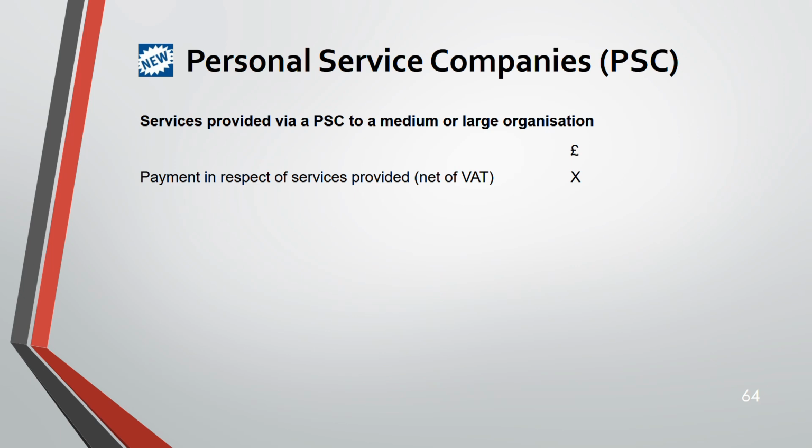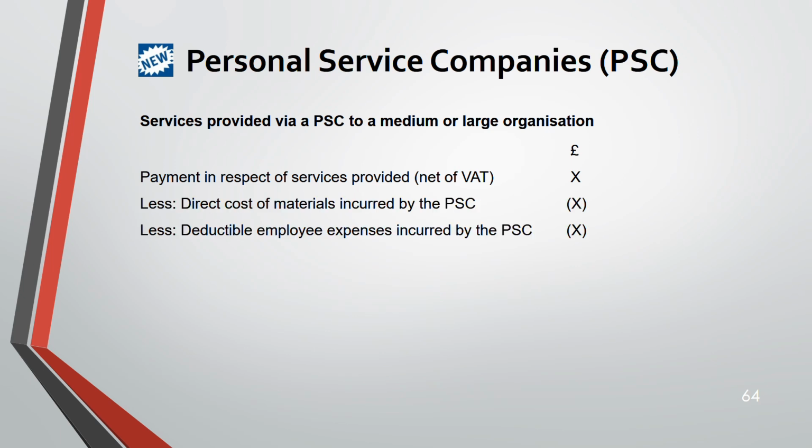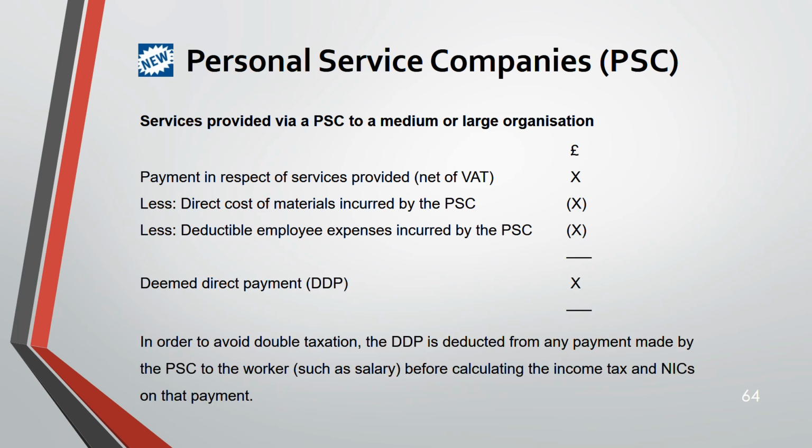Okay, so payment in respect of services net of VAT, less direct cost of materials incurred by the PSC, deductible employee expenses incurred by the PSC, and you get the deemed direct payment. Now, in order to avoid double taxation, the DDP is deducted from any payment made by the PSC to the worker, such as salary, before calculating income tax and NIC on that payment. Let us do a question.